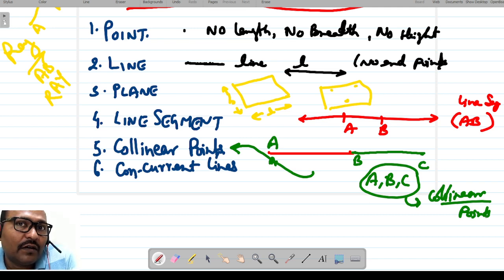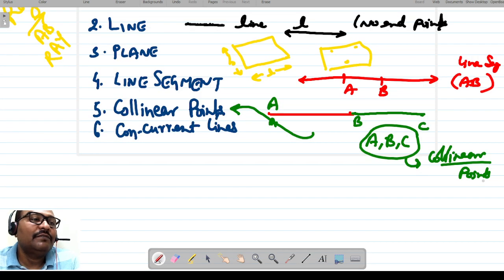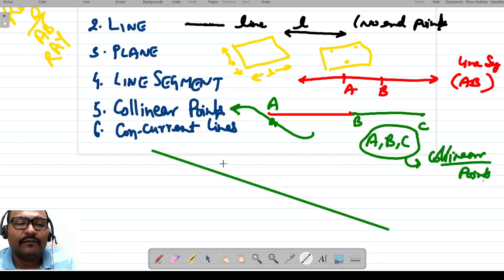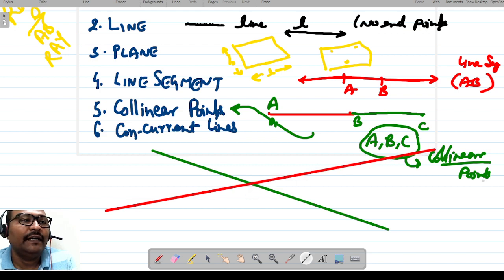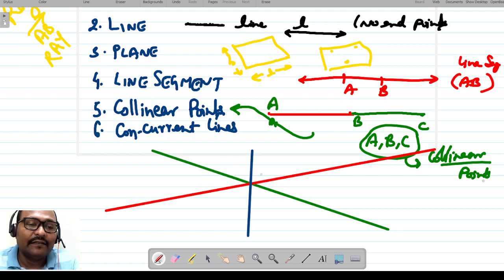कॉन्करेंट लाइंस, व्हाट आर कॉन्करेंट लाइंस? द लाइंस, देयर आर मल्टीपल लाइंस व्हिच कैन बी ड्रॉन। ठीक है, बहुत सारे लाइंस हम बना सकते हैं, लेकिन कॉन्करेंट लाइंस क्या होता है? टेक दिस एग्जांपल, एक लाइन ये हो गया, ठीक है, एक लाइन हमारा ये हो गया, राइट, एक लाइन हमारा ये हो गया। तो हम लोग यहाँ बोल सकते हैं कि हियर वी कैन से these three lines, what are those?